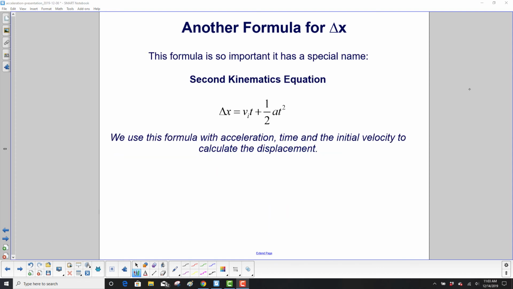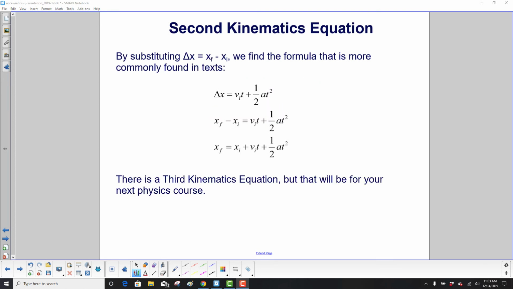This formula is so important that it has a special name, the second kinematics equation. So we now have two kinematics equations. We use this formula with acceleration, time, and the initial velocity to calculate the displacement. Let's go a little further by substituting delta x, or the displacement, which is x final minus x initial, because we're going to find the formula that is more commonly found in textbooks and on the web.